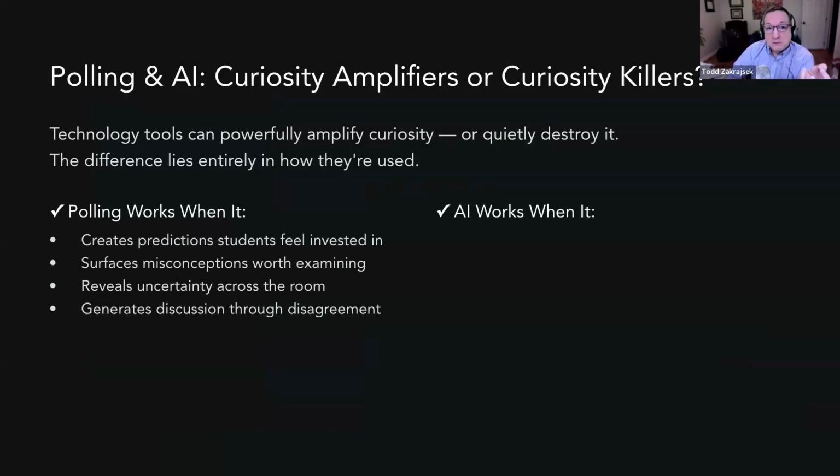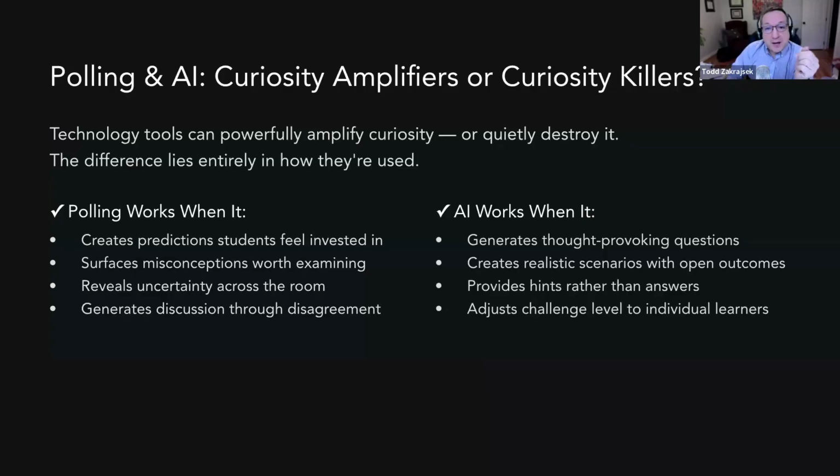Polling can work very well. Another reason that Top Hat can work well is because it does those things. You ask the good questions, you make predictions, you share the predictions. This is helpful just for surfacing misconceptions, revealing some uncertainty around the room. It generates discussion. Some people think they're the only people thinking something. And then once they see it on the screen, it's like, oh, a lot of people think that way. Amazing how many people think that they're one of the few people who think in a certain way.